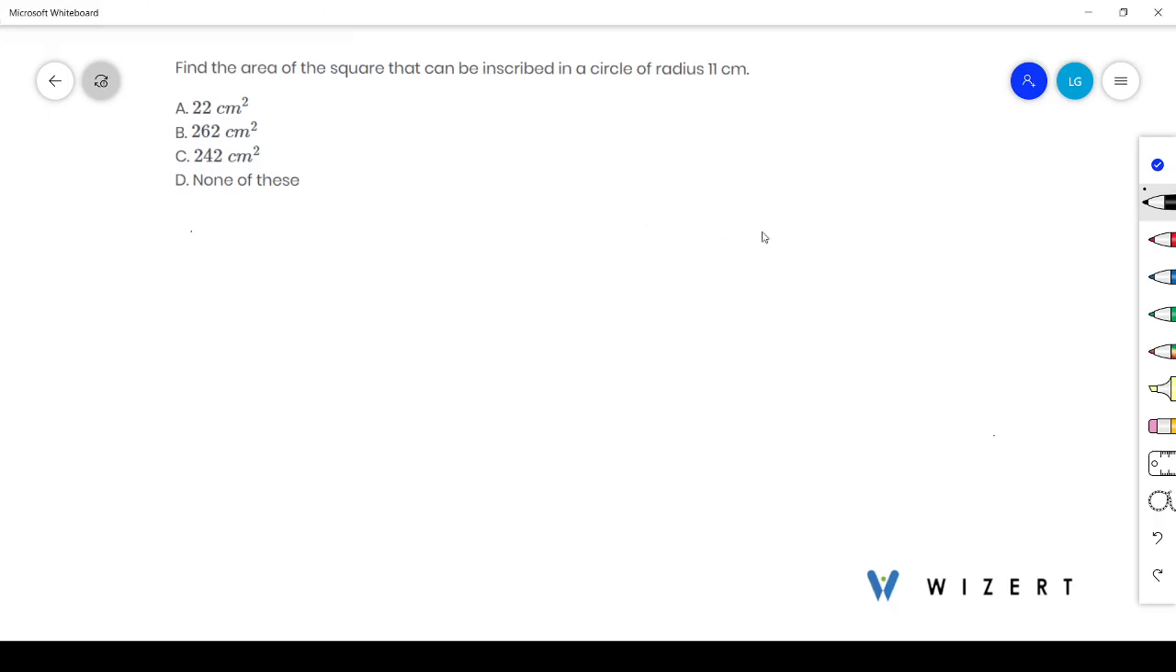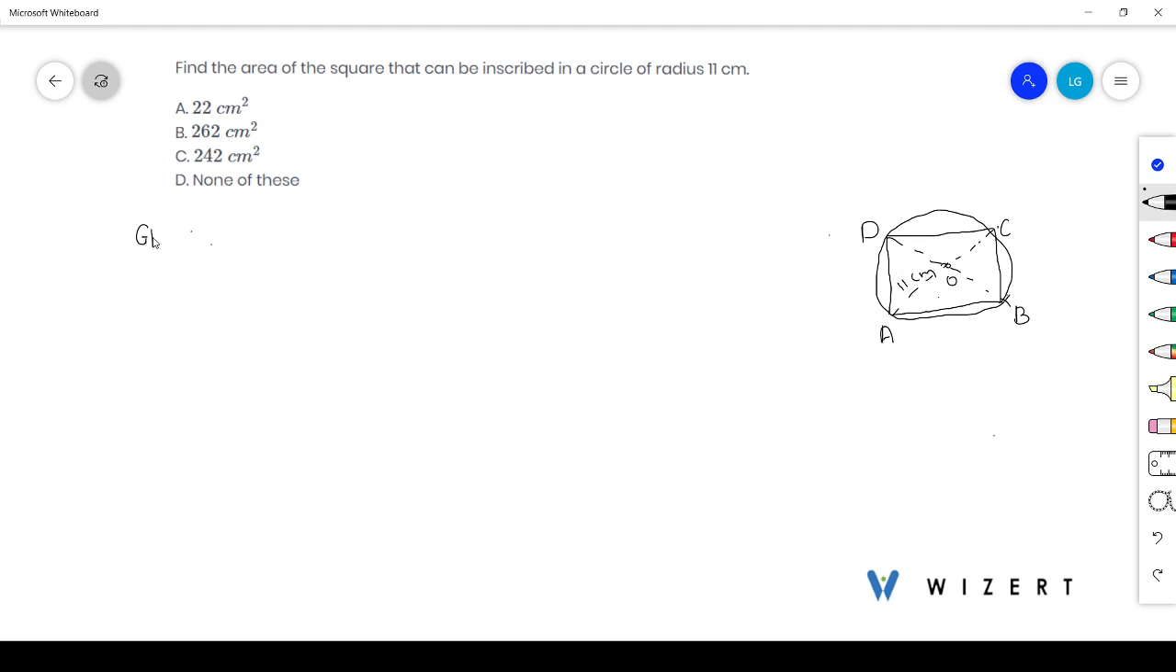Our question is, find the area of the square that can be inscribed in a circle of radius 11 cm. Let us draw one square which is inscribed into a circle. Let that square be A, B, C, D. AC and BD be the diagonals which intersect at point O. Here we have given radius of the circle as 11 cm.